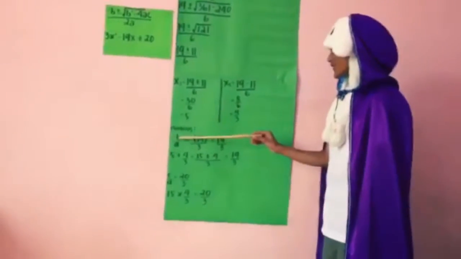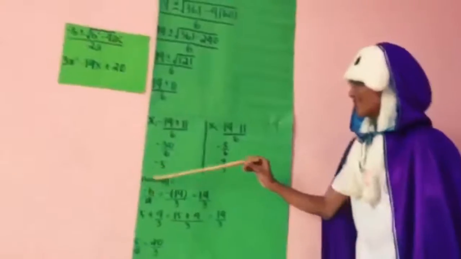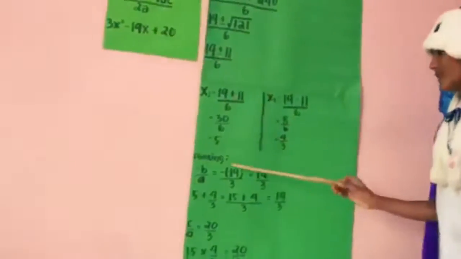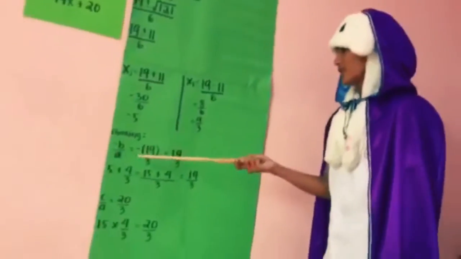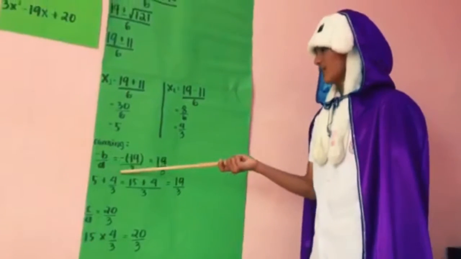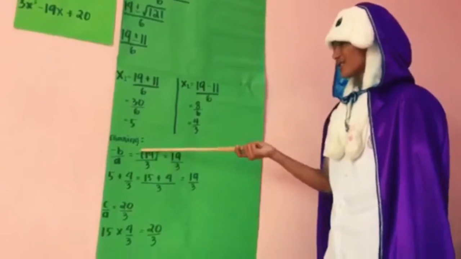Let's start, shit. B, in B, change B to negative 19, then 3 is A. I am not making any sense.